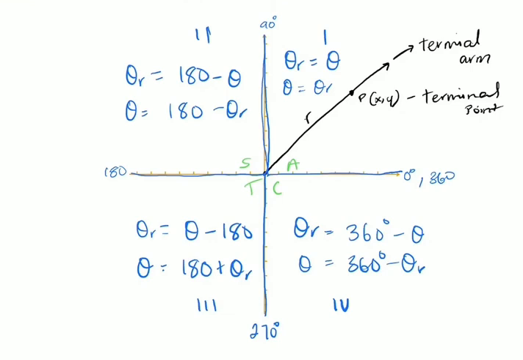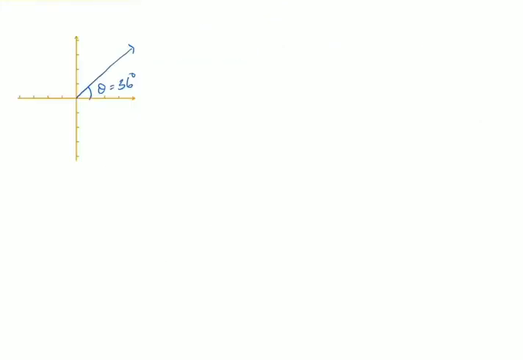Okay, so here we have a graph. I'm going to draw an angle right here, and theta is going to equal 36 degrees. What will our theta reference be here? If we go back, we see that in quadrant 1 our theta reference is the same as our theta. So if our theta is 36 degrees, our theta reference will be equal to theta, which is also 36 degrees.